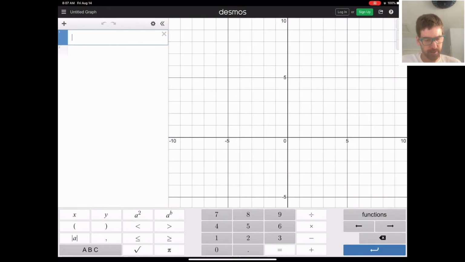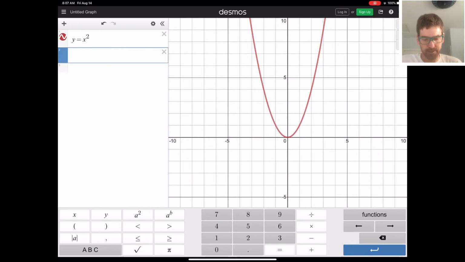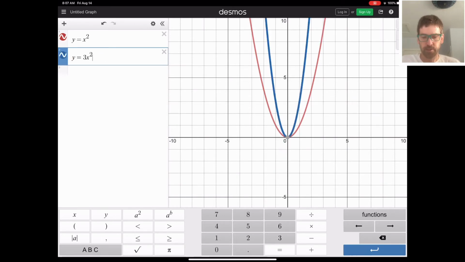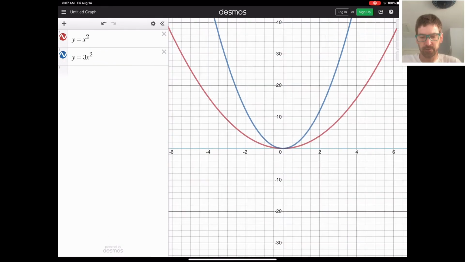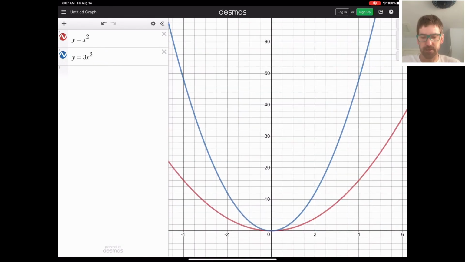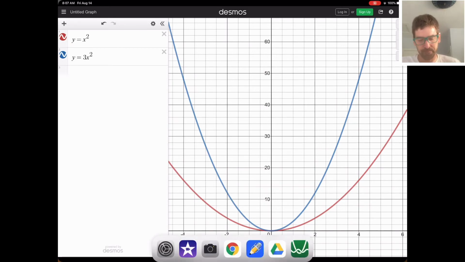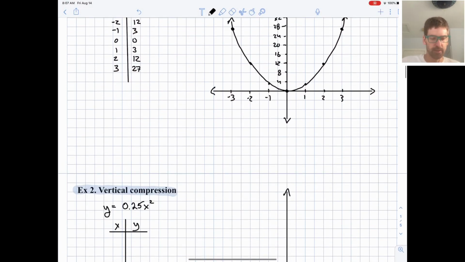So let's do our parent parabola, y equals x squared, and let's do the one we just graphed, y equals 3x squared. So here you can see the blue parabola has been stretched vertically and has been narrowed, right? So the blue parabola, our modified parabola, is much skinnier. Let's go back and keep going.